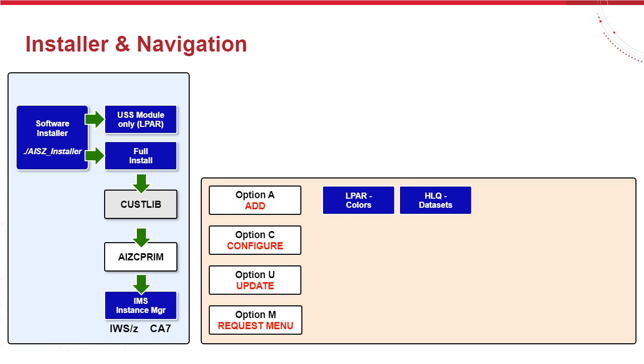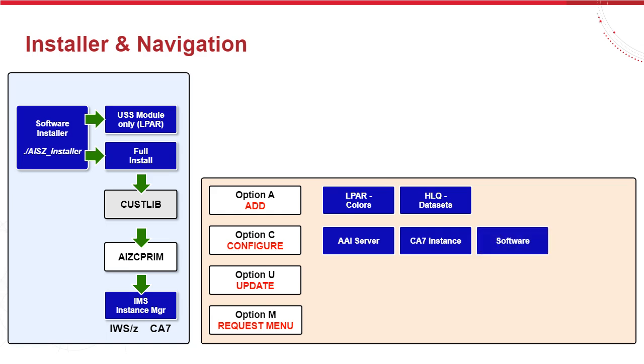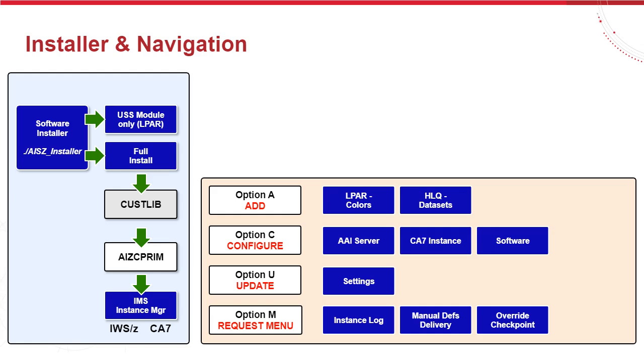Configuring means entering the AAI host settings, which we deliver data to, the CA7 instance, which we acquire data from, and the software itself. This is where we'll set the data acquisition polling cycles. In the Update menu, we can make alterations to the configuration. Change HLQs, rename the way the LPAR appears in our interfaces, and regenerate JCLs in the event we change the HLQ. Finally, in the Instance Request menu, we can access the software log, trigger a manual dump of the definition data, and ignore the last checkpoint after a warm recovery and reacquiring of the data. We can also shut down the instance.